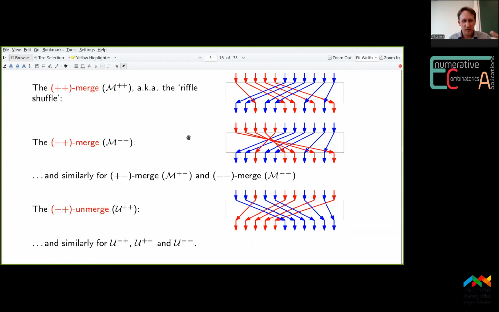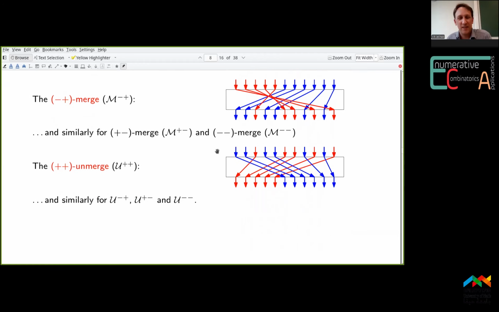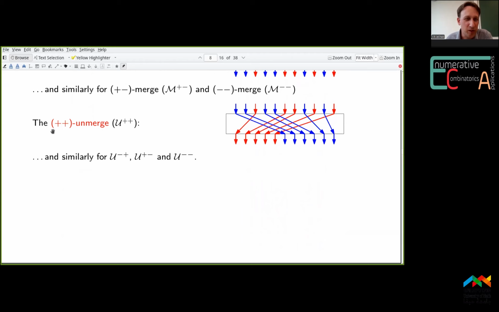And for each of these four merge classes, I have a corresponding unmerge class, which is the inverse operation to a merge. In terms of these pictures that I'm drawing here, the unmerge looks like a merge, except it's turned upside down and the order and the arrows are reversed.